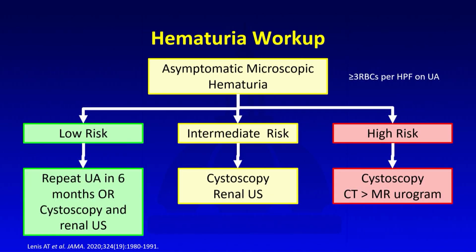I already showed this slide for workup of hematuria in the ER session, but just as a refresher, for patients who come in with microscopic hematuria, they look for any obvious benign cause, such as recent infection, trauma, instrumentation, and so on. If there's no obvious benign cause, then they further risk stratify the patient. Low-risk patients will get repeat UA in 6 months or cystoscopy and ultrasound. Intermediate risk patients will get cystoscopy and renal ultrasound, whereas high-risk patients will go for cystoscopy and either CT or MR urogram.